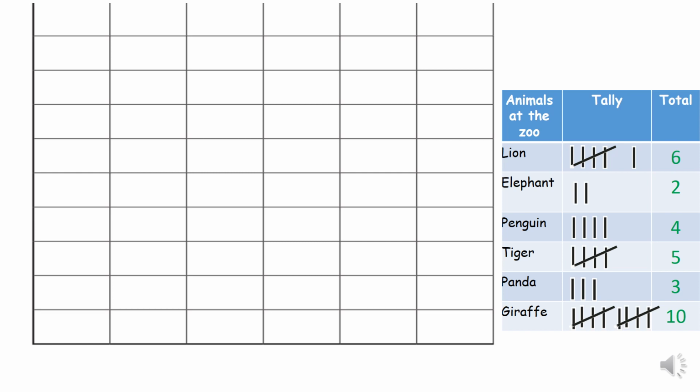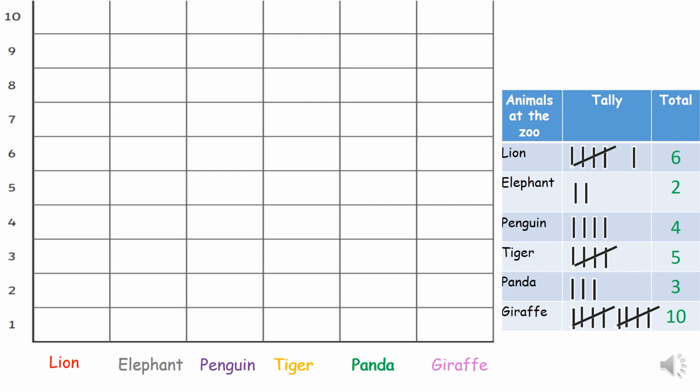Let's start with the bottom, so going across horizontally. We need to put in our objects or our items. So using our tally chart today, that's the animals at the zoo. So we've got lions, elephants, penguins, tigers, pandas, and giraffes. And now going vertically, you can see the numbers. We've got 1, 2, 3, 4, 5, 6, 7, 8, 9, and 10. And as you can see, the numbers are going up vertically.